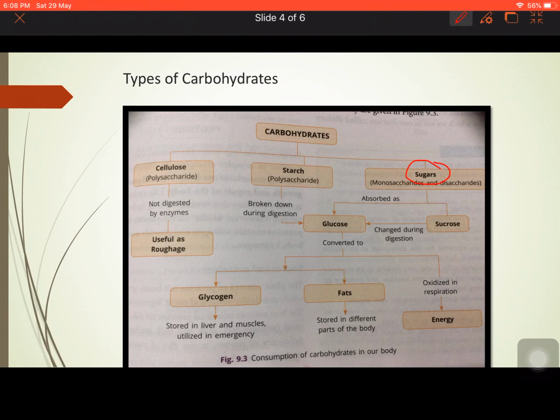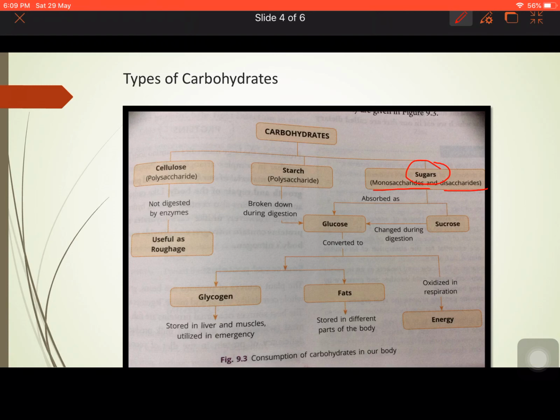So, what is the simple sugar? The simple sugar is the monosaccharide. Whereas what is the compound sugar? That is the disaccharide. Is it clear? Now, monosaccharides are simple sugars. These are the smallest unit of carbohydrate, which cannot be hydrolyzed or broken down into any smaller part. Glucose, fructose, and galactose are examples of monosaccharides.